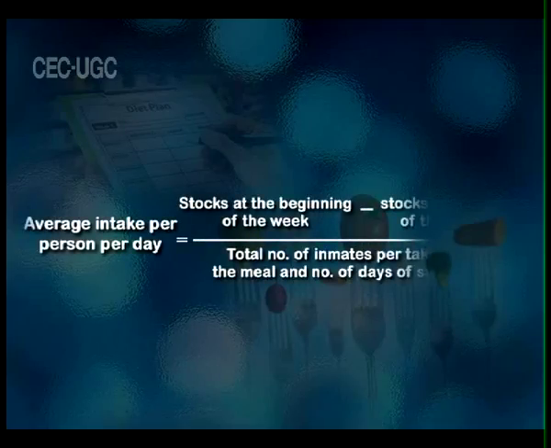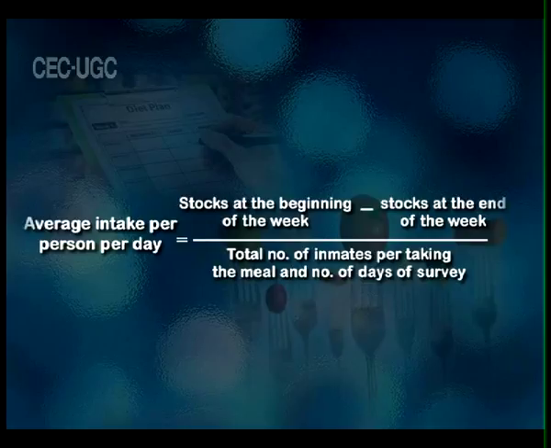This method can also be used for assessing food consumption at household levels, provided the respondent maintains a regular record of the food that has been taken. There is a formula with the help of which you can calculate the average intake per person per day, that is, the stock at the beginning of the week minus the stock at the end of the week, divided by the total number of inmates taking the meal and the number of days of the survey.